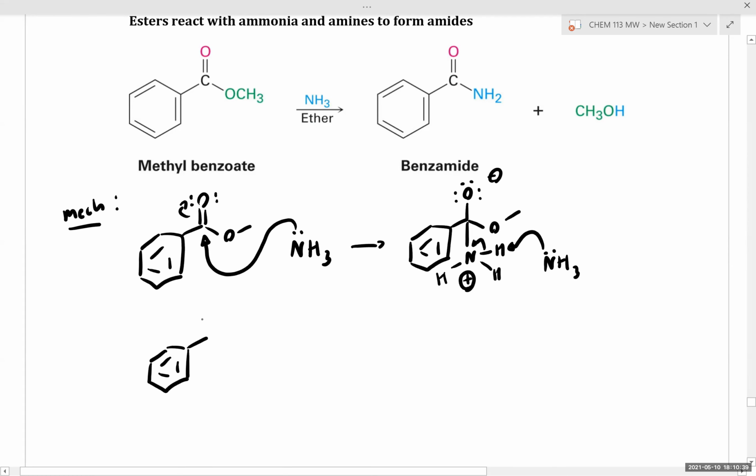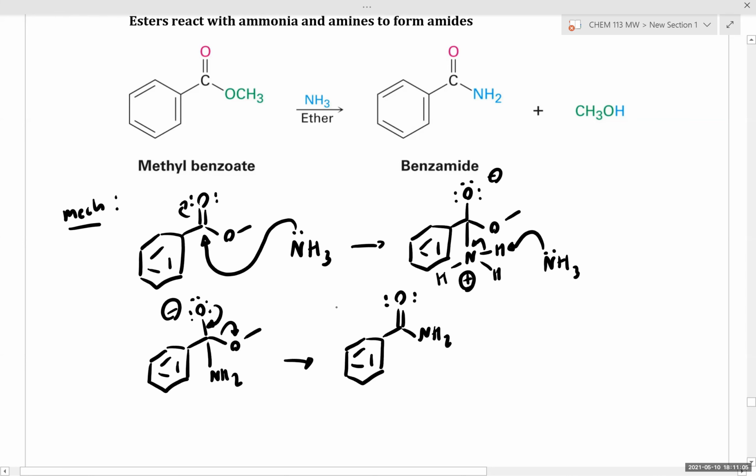We now have the following tetrahedral intermediate. And here we'll kick out our leaving group. It's easier to lose alkoxide as a leaving group versus an amide anion. And so we get our desired amide after loss of our leaving group. Does this mechanism make sense to everyone? Any questions on this reaction mechanism?